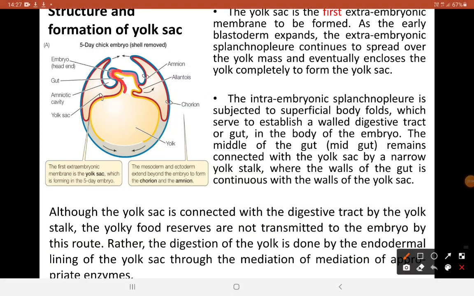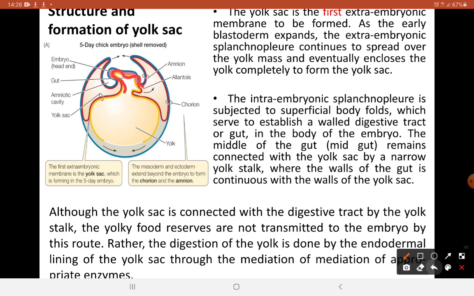Here you should look, this part of the intraembryonic splanchnopleure is subjected to superficial body folds which serve to establish a walled digestive tract, or the gut, in the body of the embryo. Okay, the middle portion of the gut, if you observe here, is continuous with the yolk sac by a narrow stalk called the yolk stalk. Now this region is what is called the yolk stalk.